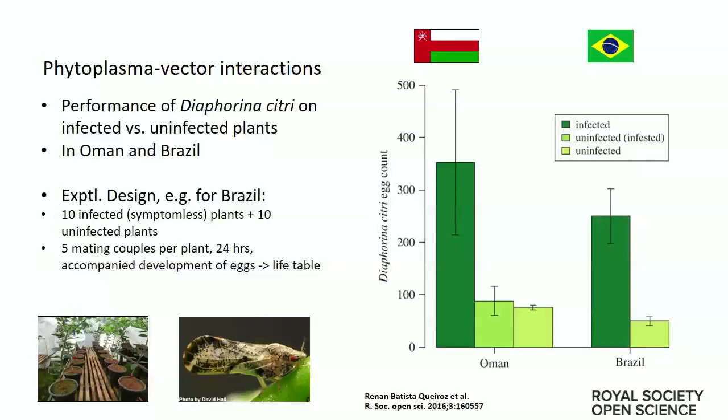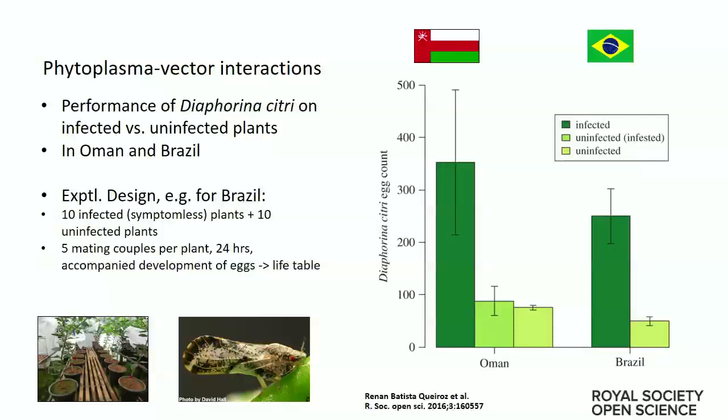So some of these data were shown yesterday. We're going to show them again in a bit more detail. You may well not have been there for that. And this is looking at the fitness of one of the insects that's on both continents in both situations, so in Oman and in Brazil, on phytoplasma-infected plants and uninfected plants. This middle treatment is just one where we added insects as well, uninfected insects, just in case that was having an effect. And we find that there are many more eggs produced on the infected plants in both cases, including where it's asymptomatic.